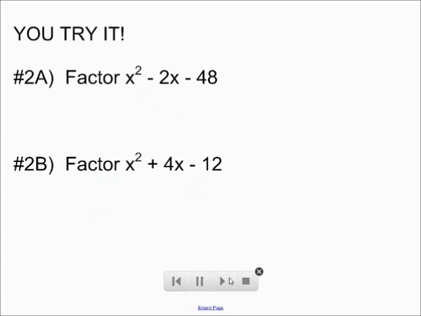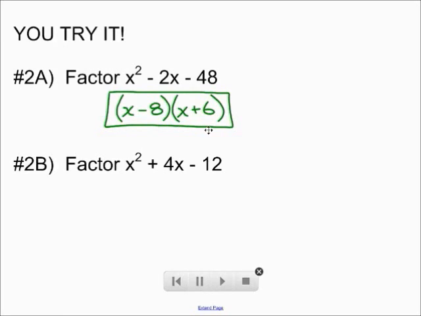Okay, try these. Remember to press pause. I'm going to solve them as well. Okay, so we're looking for factors of negative 48 that add up to negative 2. Okay, negative 8 and positive 6 do the trick, because negative 8 times 6 is negative 48. Negative 8 plus 6 is negative 2. A real common mistake here is that people put positive 8 and negative 6. But positive 8 and negative 6 would add up to positive 2, not negative 2, so be careful with that.